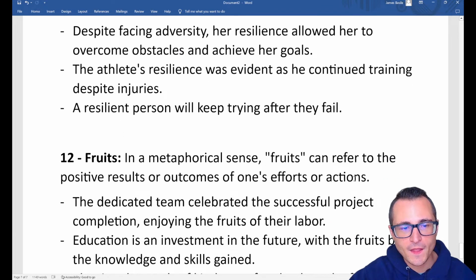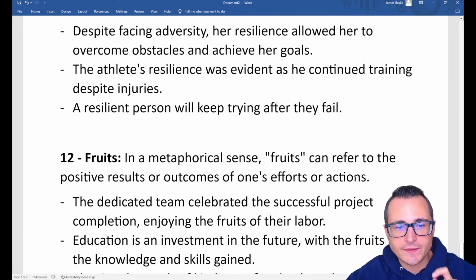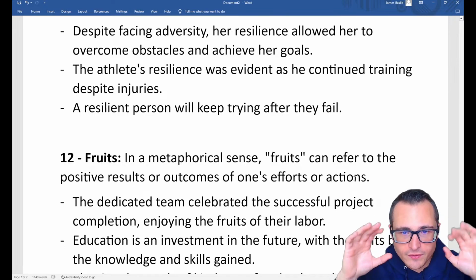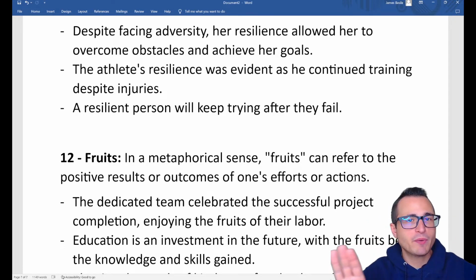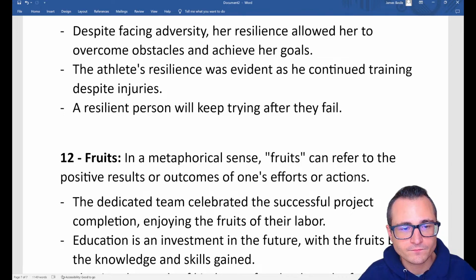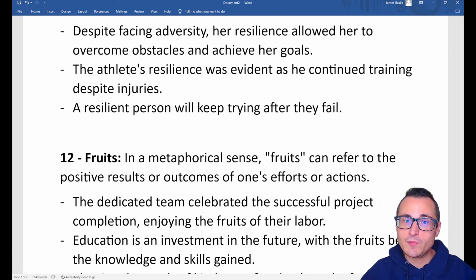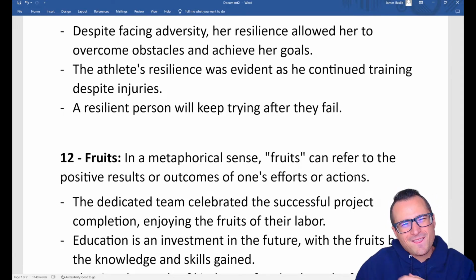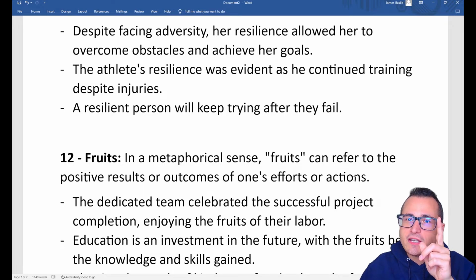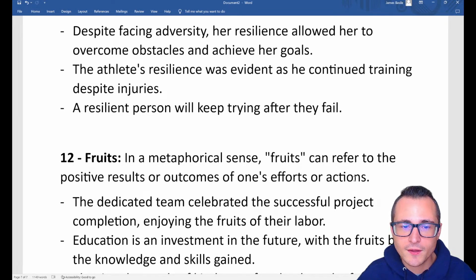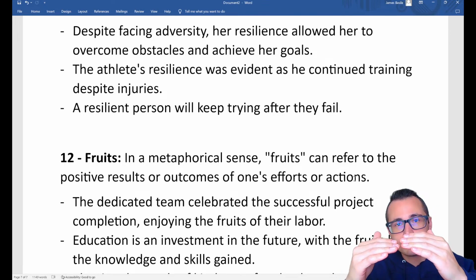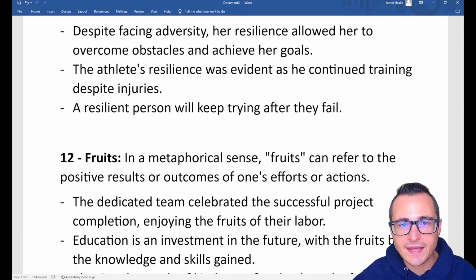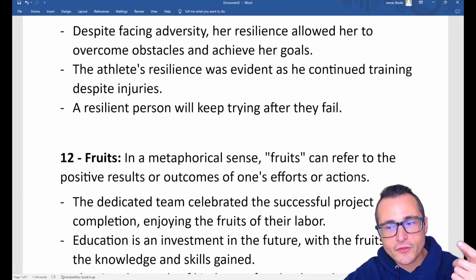Next sentence. The athlete's resilience was evident as he continued training despite injuries. So, maybe he had an injury, but he continued training because he had resilience. He wanted to keep going even though he had problems.